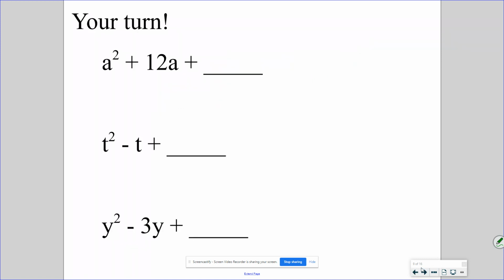Okay, here's a few that you can try. Why don't you try these on your own, and then I'm going to post the answers with the PDF of the answer so you can check your work there.